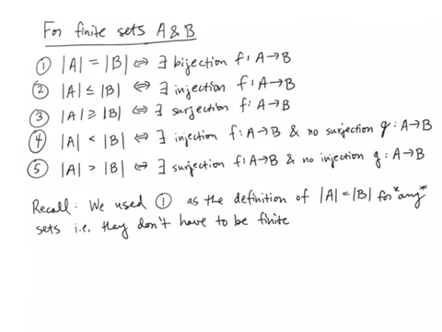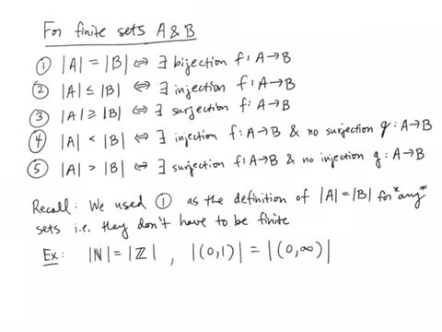So we'll get to talking about all of these points later, but just remember from last time we used 1 here. We sort of flipped this around and used it as a definition of the cardinality of 2 sets being equal for any 2 sets whatsoever, not necessarily finite. So for example, recall we showed that the cardinality of the natural numbers is the same as the cardinality of the integers. We produced a bijective function from the naturals to the integers. And also the interval of real numbers from 0 to 1 has the same cardinality as the interval of real numbers from 0 to infinity. We also produced a bijective function mapping one to the other in that case.